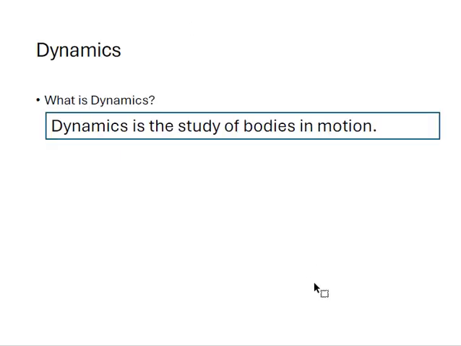So the very first thing you need to know is dynamics, and what is it? Simply put, we study how and why things move. Okay? And we're gonna look at objects in motion, and we're gonna look at the rules that explain their behavior.